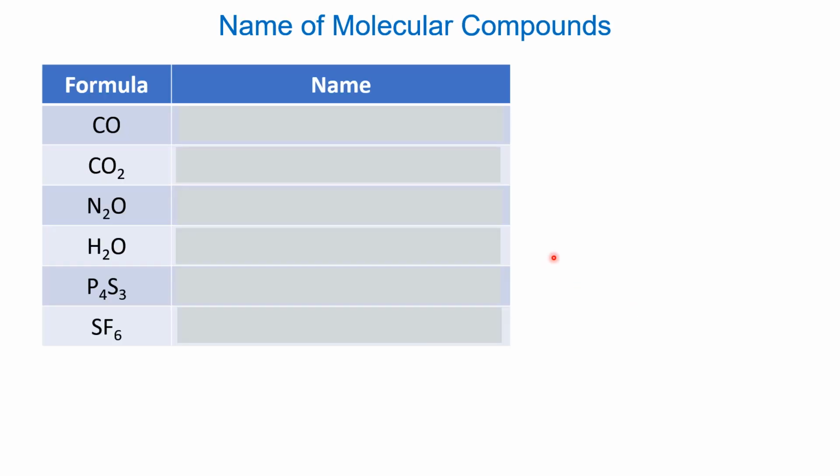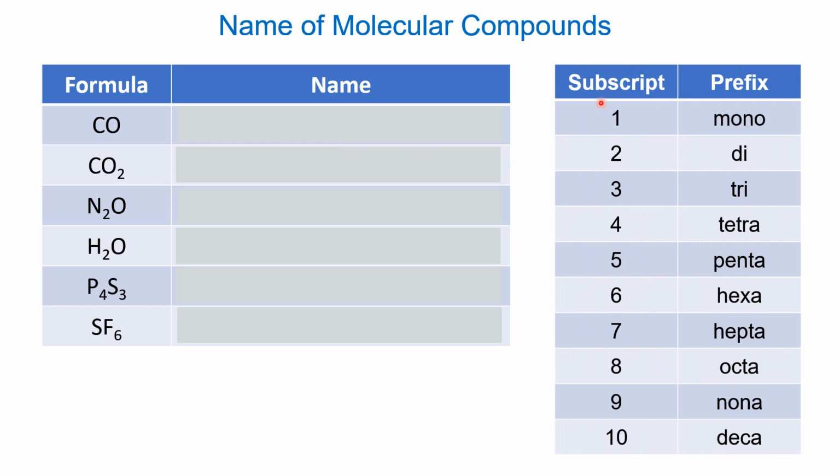Now let's look at the molecular compound. So we know the molecular compound always has nonmetals. See, that's all nonmetals: carbon, oxygen, nitrogen, hydrogen, phosphorus, sulfur, fluorine. So to name the molecular compound, we need to know the prefix because we do need to say the subscript. Okay, for ionic compounds we don't need to do that, but for molecular compounds we do need to mention the subscript.